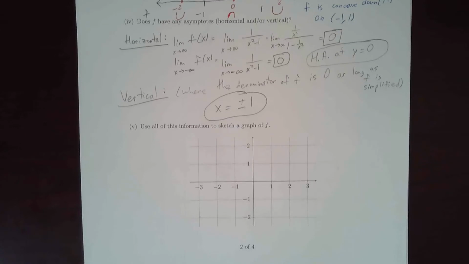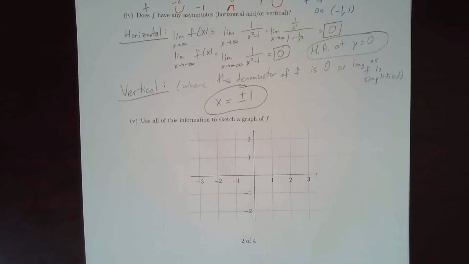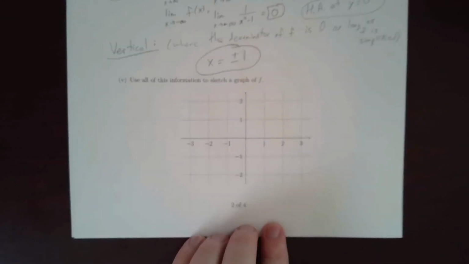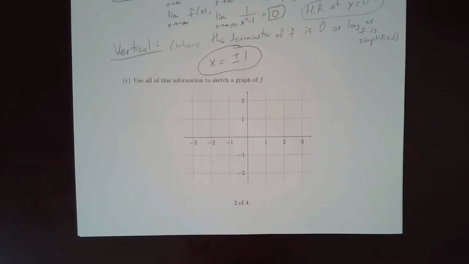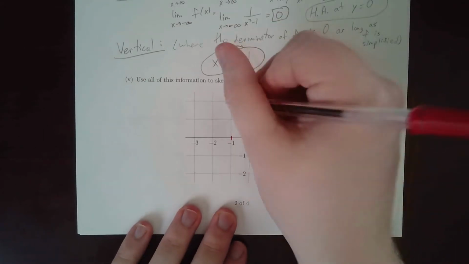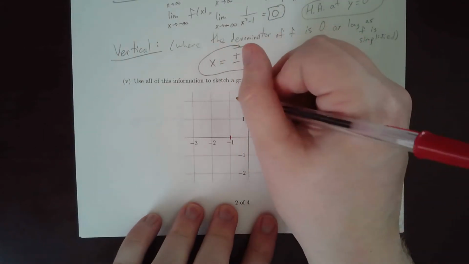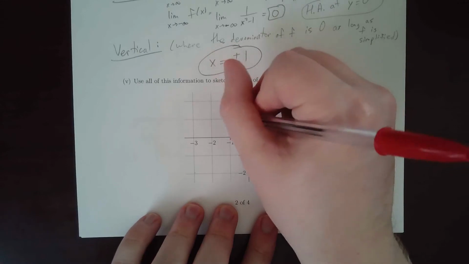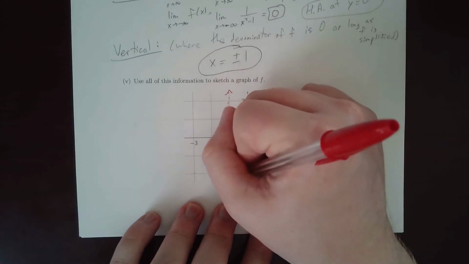Alright, now what we'd like to do is take all this information to sketch the graph. So some things we can write down from the get-go. We know what our asymptotes are, so we know that x equals 1 and x equals -1 are both going to be vertical asymptotes.